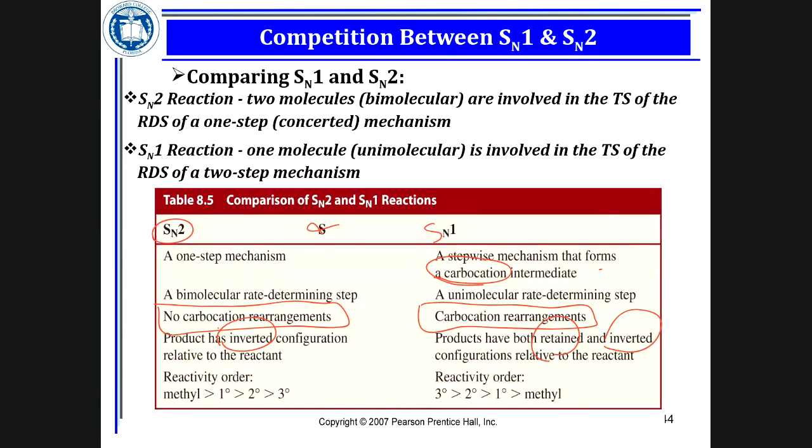For the reactivity order, for Sn2, methyl and primary are the best. For Sn1, methyl and primary are the worst types of alkyl halide. Tertiary is the best one. For Sn2, tertiary is not good at all, and often it doesn't happen. If you have a tertiary alkyl halide, it doesn't go through Sn2. If you have a methyl alkyl halide, it never goes through Sn1.